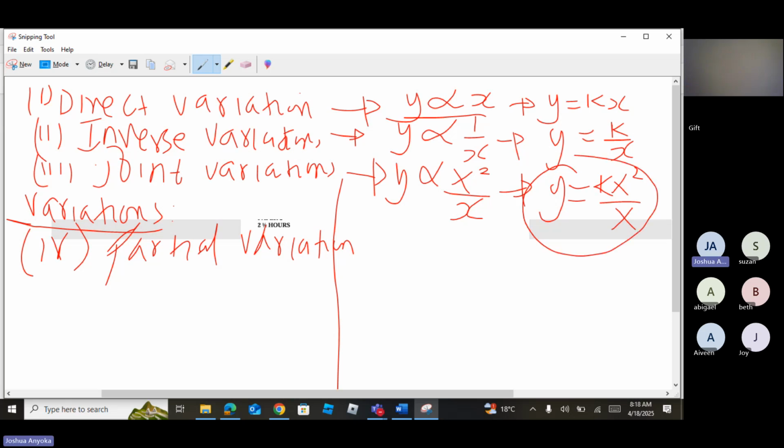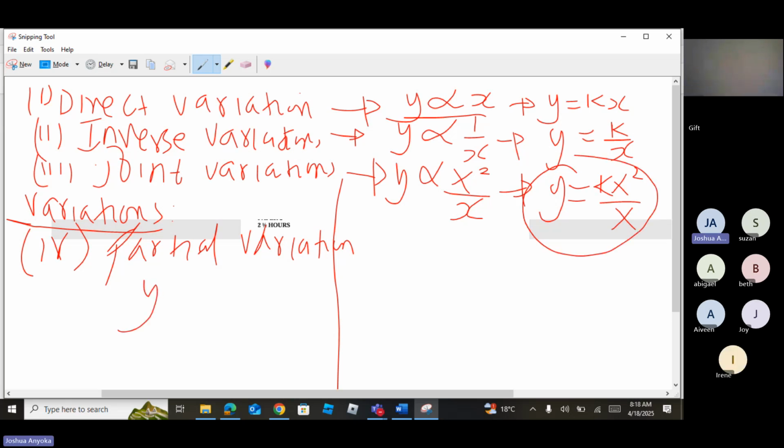So this one is now joint variation. In partial variation, we say the quantity y partly varies as x, and partly varies as the square root of x. Introducing a constant of proportionality becomes y is equals to ax plus b root x.